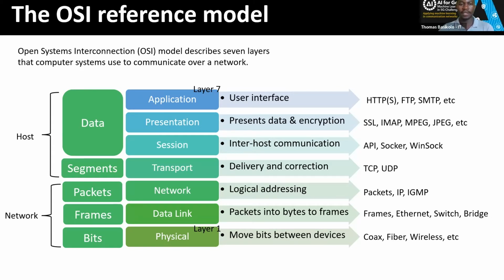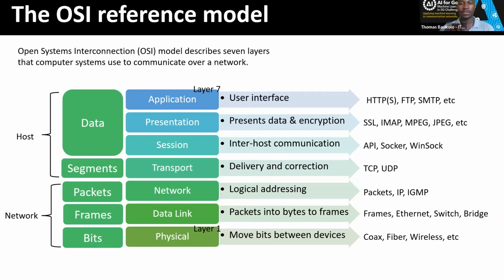So this framework or model has 7 layers. You have the physical layer, the data link layer, network, transport, session, presentation, and application layers. So these are the 7 layers. And I will just go quickly, really fast, briefly into the different layers.